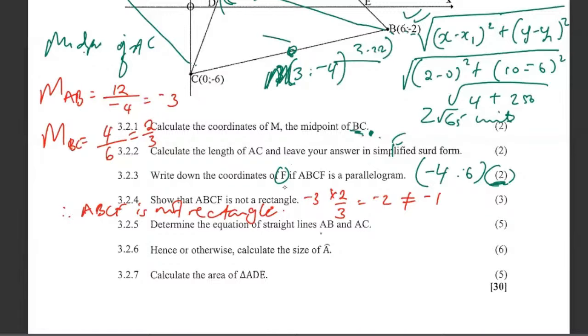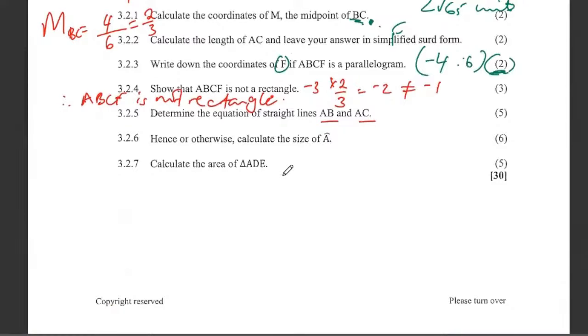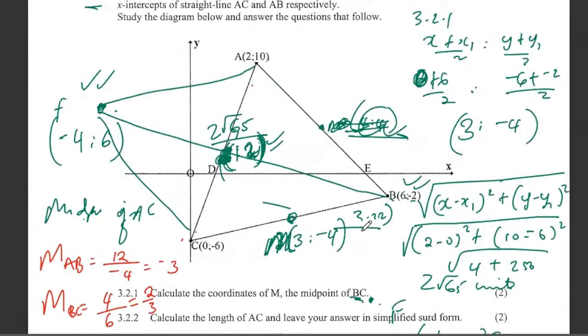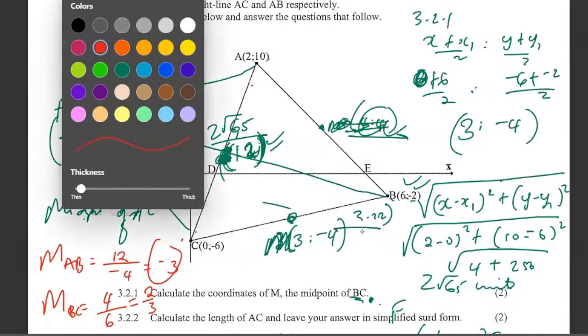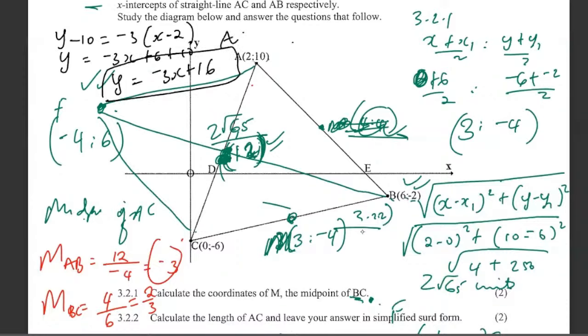Then they want us to get the equations of the lines AB and AC. So we know that equations of lines will require you to get the gradient as well as the intercepts. It's 5 marks. Okay, not bad. So we know the gradient of AB is negative 3. So let me find the equation straight away. I'm going to say y minus 10 is equal to negative 3 into x minus 2. Then y is going to be negative 3x plus 6 plus 10, which means negative 3x plus 16. So that's the equation of AB.